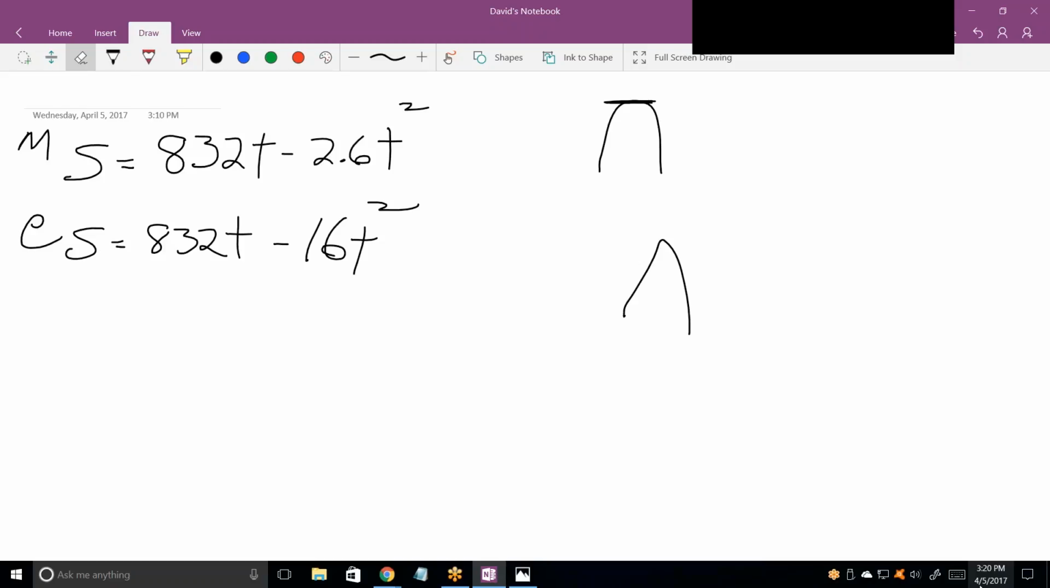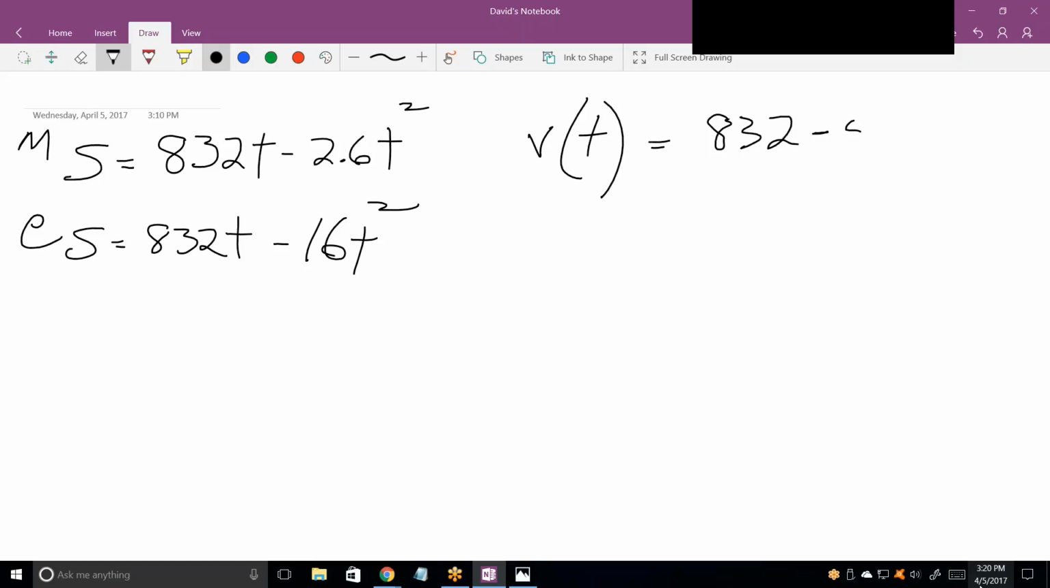What is the velocity when it reaches the top? 0. So let's do this. We put 0 in. Well, first of all, we've got to take the first derivative. What is velocity as a function of time for the moon? I believe for the first one it will be like 832 minus 2.6 times 2, 5.2. Okay, 832 minus 5.2t.